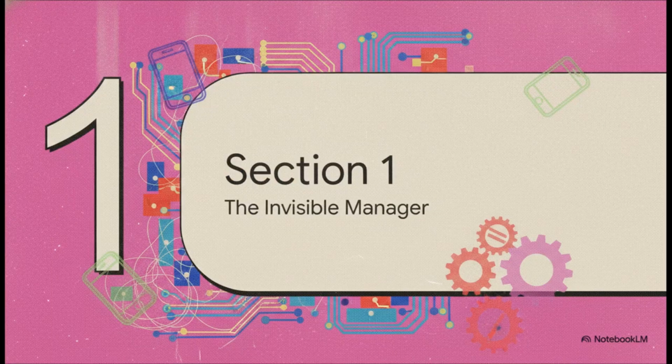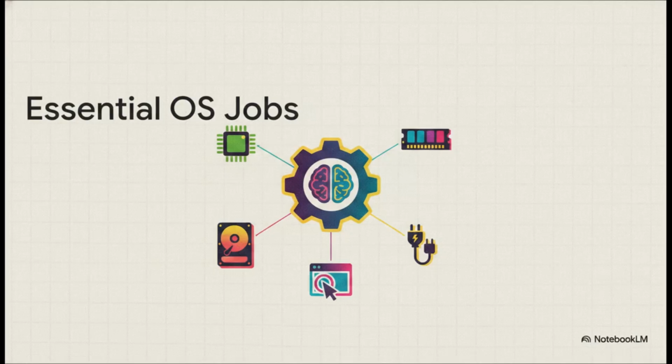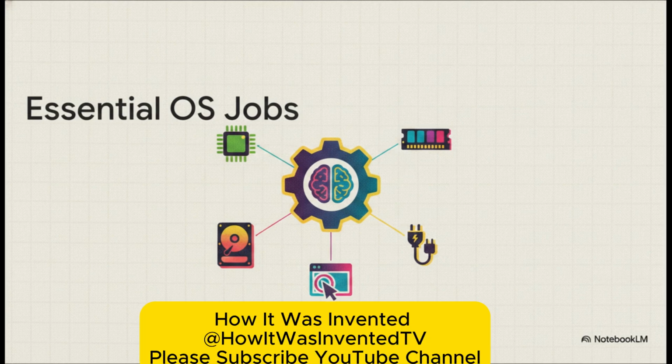Let's kick things off with Section 1, the Invisible Digital Manager. Look, without an operating system, your device is basically just an incredibly expensive, glowing paperweight. This tireless, behind-the-scenes manager has a few absolutely essential jobs. First off, it manages the processor, deciding which program gets to run and switching between them so incredibly fast it literally feels like they're running at the same time. It also protects your memory, so one program doesn't accidentally overwrite another's data.